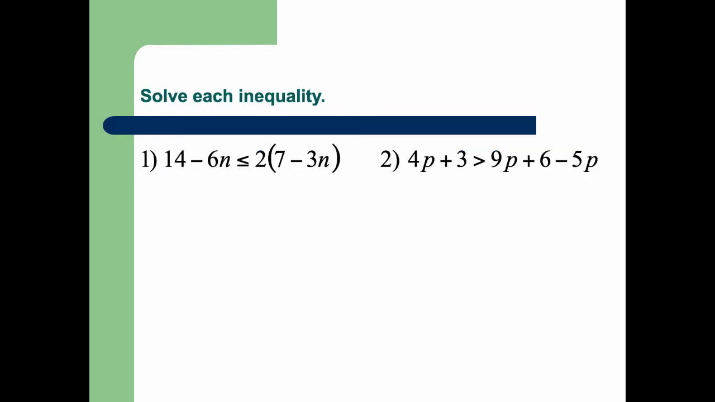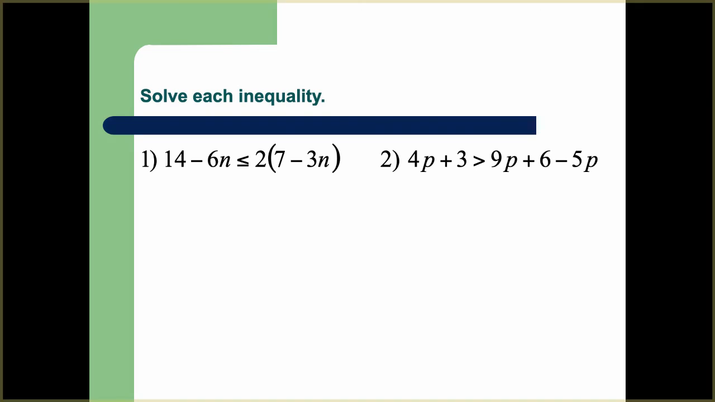So solve each inequality. 14 minus 6n is less than or equal to 2 times (7 minus 3n). What we're going to do with this is solve it just like we have been before. And you're going to see some stuff that happens sometimes with inequalities that you'll also see on your homework. So first thing I want to do is distribute my 2 into my parentheses. I get 14 minus 6n is less than or equal to 14 minus 6n. And when you solve this, you subtract 14 from both sides. We add 6n to both sides. And you're going to get that 0 is less than or equal to 0.